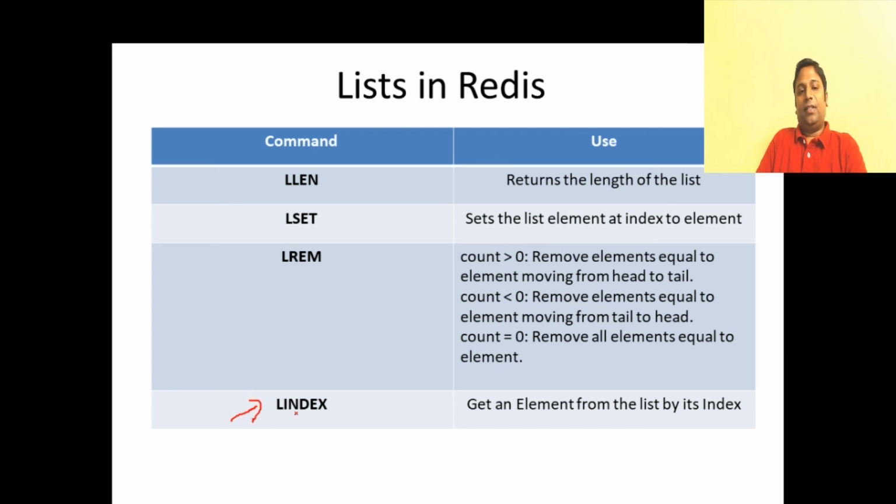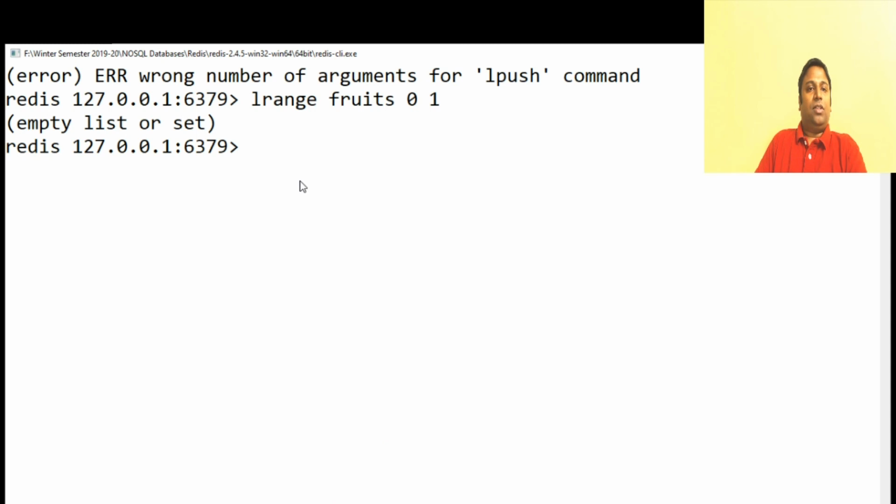What LINDEX does is, say you have apples, oranges and mango in my list. So you have 0, 1 and 2. I can use LINDEX, give the list name fruits, and then I give the index 0. What it does is go to index 0 and display apples. So using the index, you can retrieve the value or the item at that particular location in the list. Since our fruits list is empty, let me push some items here.